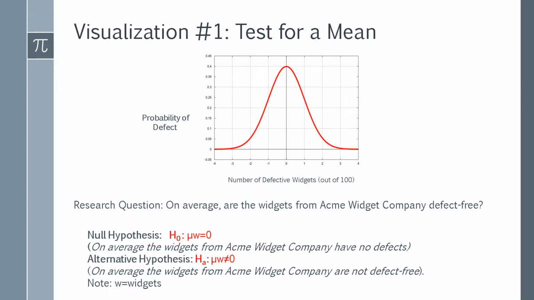The first test is a test for a mean. My null hypothesis is that all of the widgets on average from Acme Widget Company have no defects. My alternative hypothesis is on average the widgets from Acme Widget Company are not defect free. The research question: on average, are the widgets from Acme Widget Company defect free?